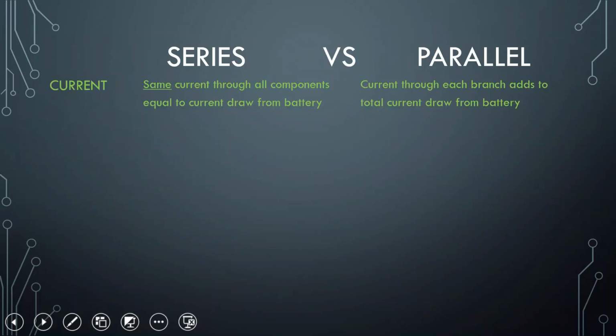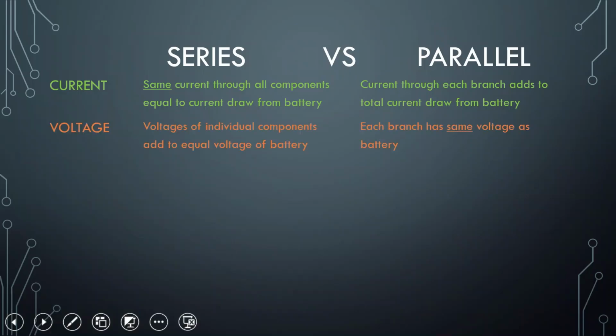So if we compare these, series versus parallel, for current, in series we have the same current through every component, and it's equal to the current draw from the battery. In parallel, our current through each branch is going to add, and the more and more components we have, the more and more current draw we have from the battery.